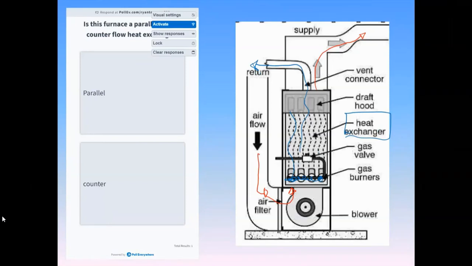The gas side, where it has its flame, and the return is going to be one isolated system, and then the airflow through the blower to the supply is going to be a second pathway. So I have a closed heat exchanger, and then the question is, is this a parallel or a counterflow arrangement?